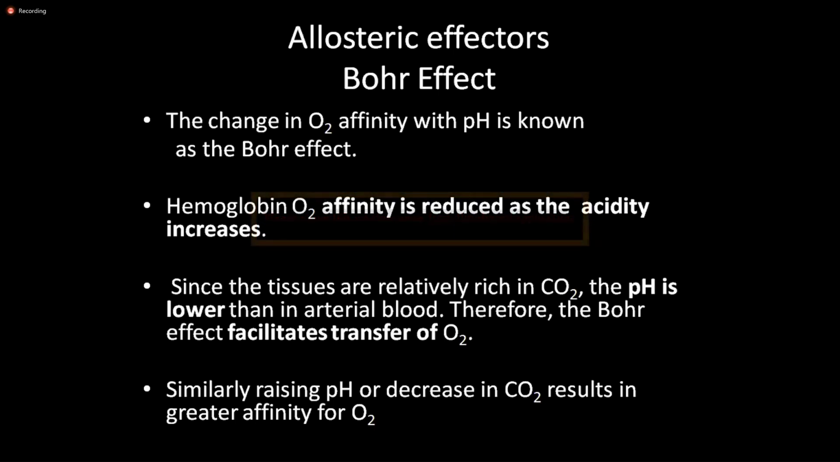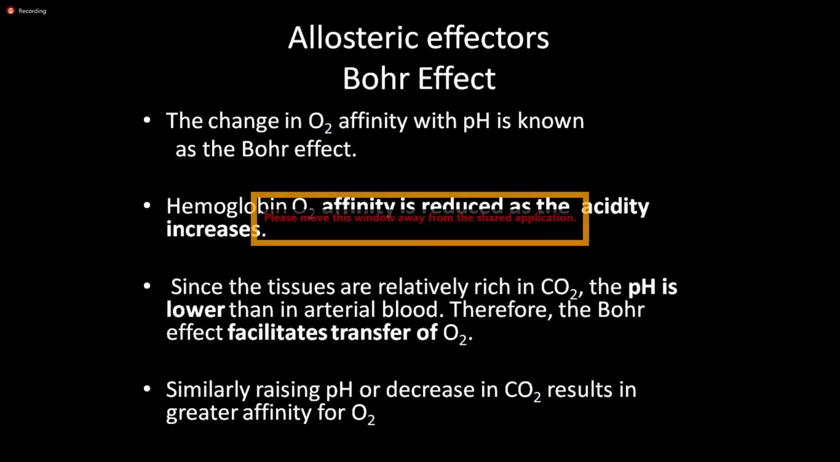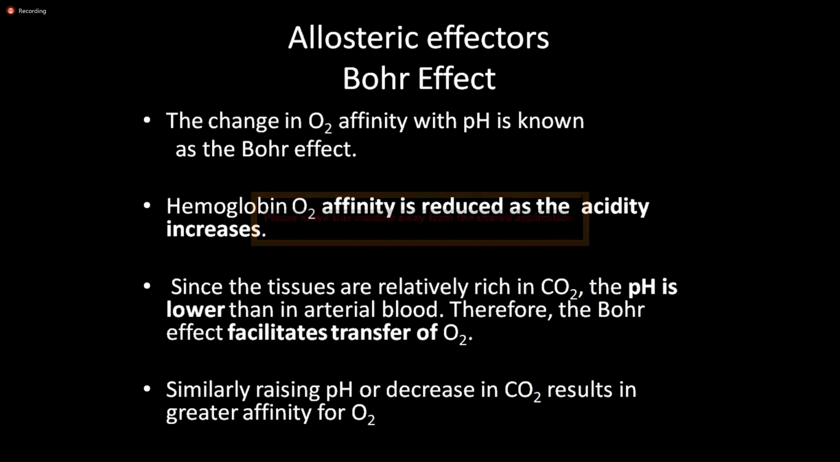This phenomenon is known as the Bohr effect. The hemoglobin oxygen affinity is reduced as the acidity is increased in the local tissue. Since the tissues are relatively rich in carbon dioxide, the pH is lower than in the arterial blood. Therefore, the Bohr effect facilitates transfer of oxygen. This is known as an allosteric effect of pH, or allosteric effect of acidity on the oxygen dissociation curve.